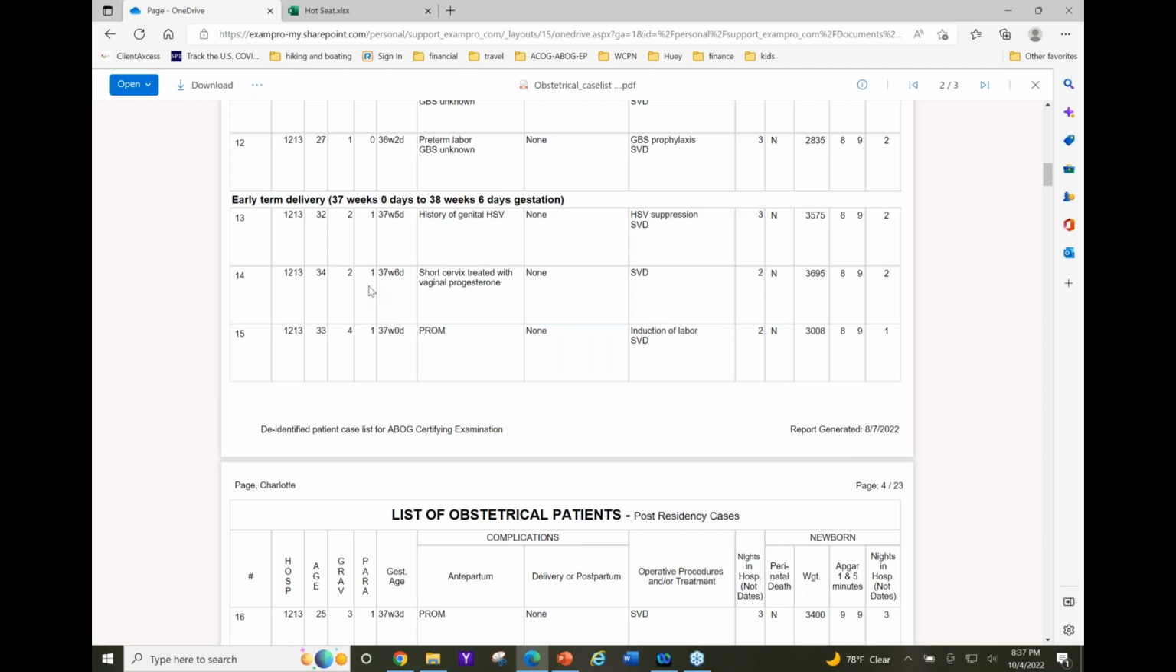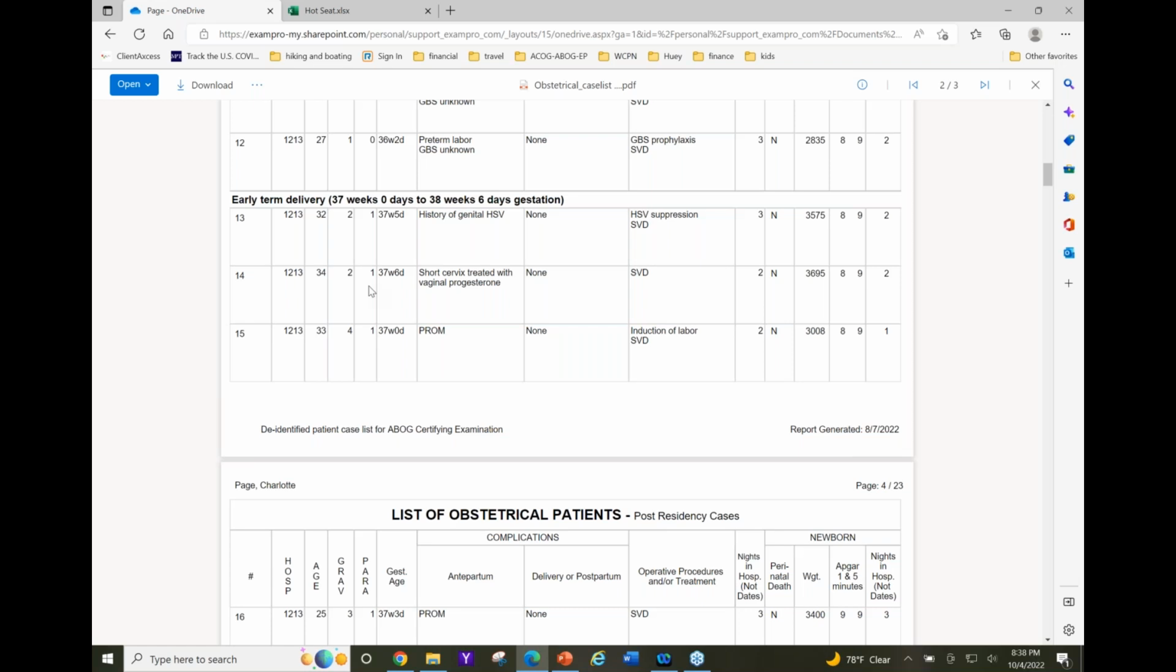Okay, so if you were going to place a cerclage, what kind of cerclage would you place? So at my institution, MFM does the cerclages, but if I were the one to do it, I would do a McDonald's cerclage. Can you tell me how to do a McDonald's cerclage?